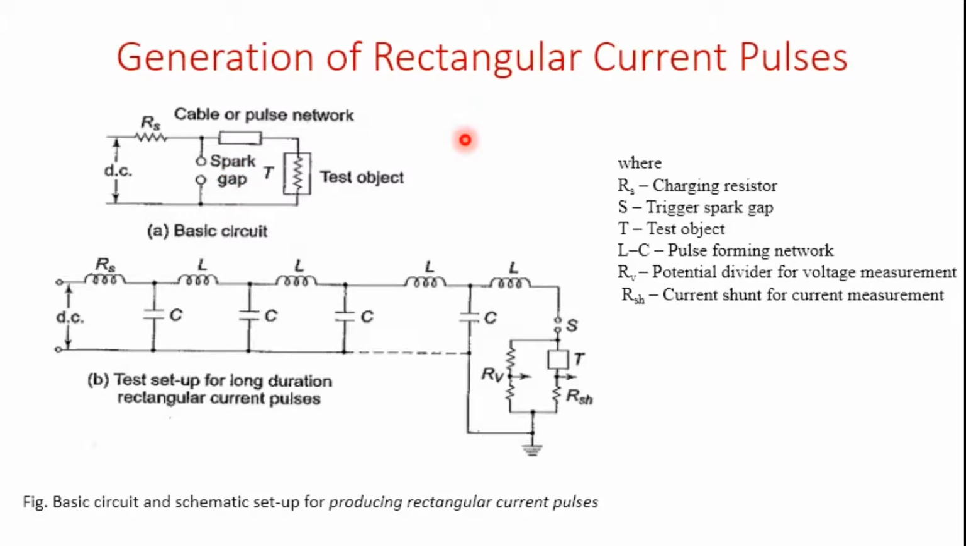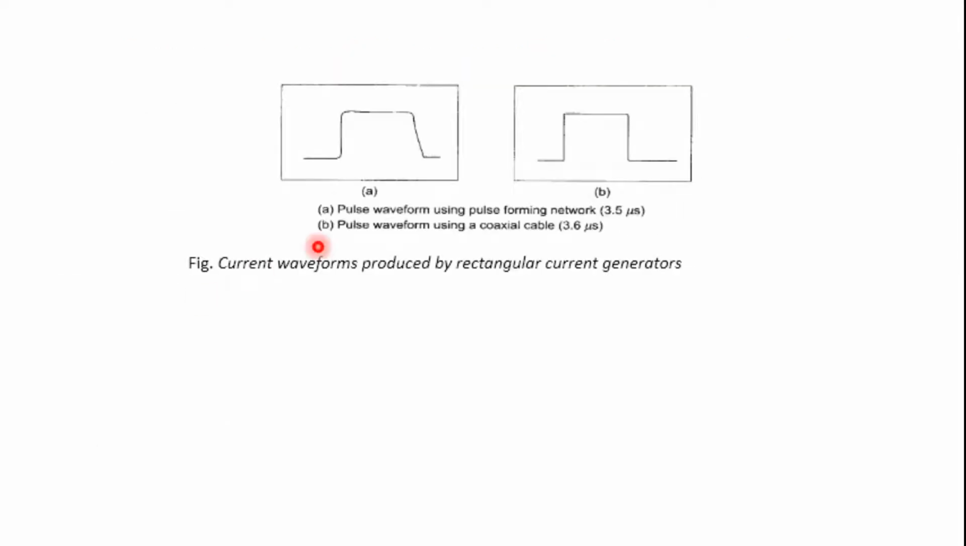It is very difficult to get a coaxial cable of sufficient capacitance and length, so we go for artificial transmission lines with lumped values of inductance and capacitance. Generally 6 to 9 LC sections are sufficient to get good rectangular waves. These are the two waveforms we can get by these two circuits: the first one by using the pulse forming network, the second one by using a coaxial cable.